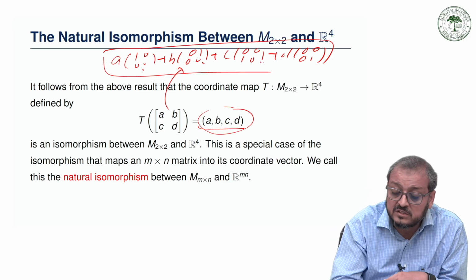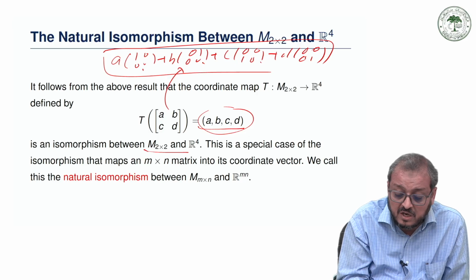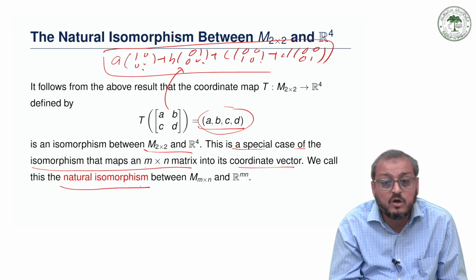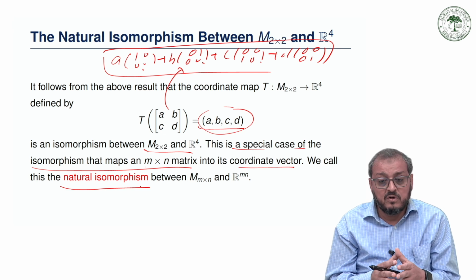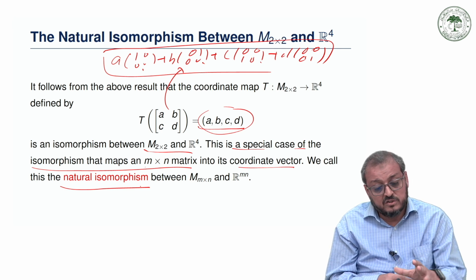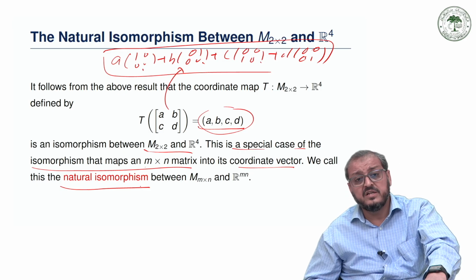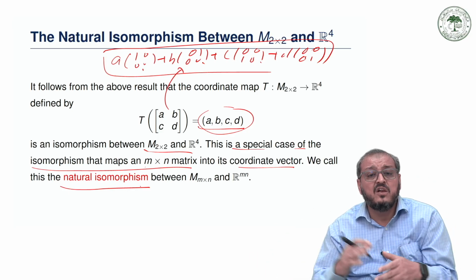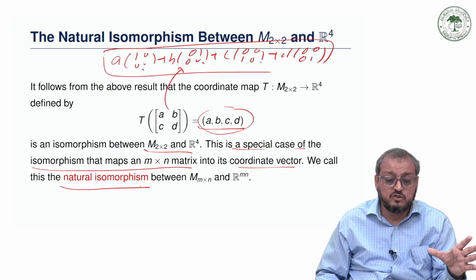So, these are the standard ordered basis, and then by the previous result we can say that R2 is a special case of an isomorphism map from m by n matrices into the coordinate vectors. So this is also called a natural isomorphism between m cross n matrices and R to the power mn. In this way, the previous theorem is saying that if we have any vector space, the coordinate vector map defined from V is always an isomorphism, and such an isomorphism we call a natural isomorphism.